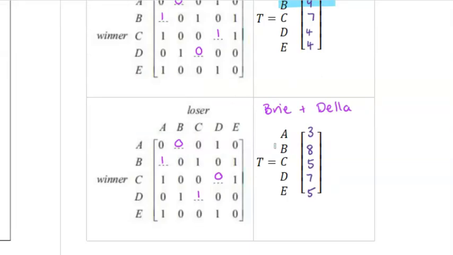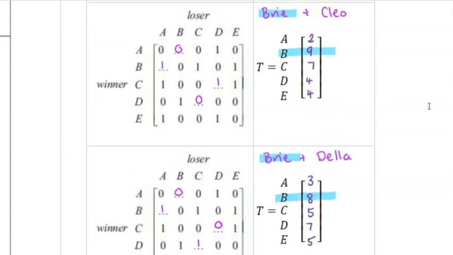Okay, so in our total matrix here with our row totals, we can see Bree is a clear winner. And so again, if Bree wins her match between Bree and Andy, regardless of what happens between Cleo and Della, Bree is our overall winner.